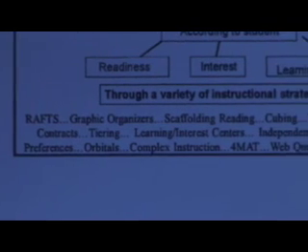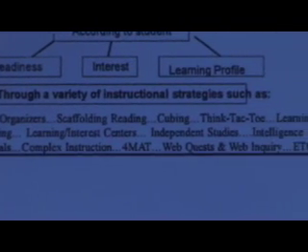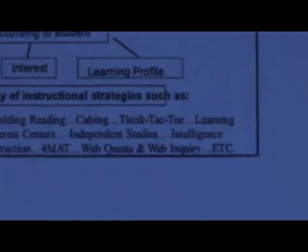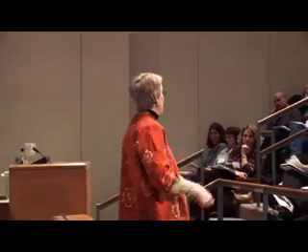And then there are a lot of strategies that you're going to hear our presenters talking about. Tiered lessons is one of them. RAFTs is one of them. Sternberg's intelligences is one of them. Complex instruction. A lot of wonderful strategies. And when we teach, this is what we're desperate for. This is what we want to hear about. So when we go back, we have some tools to be able to use.